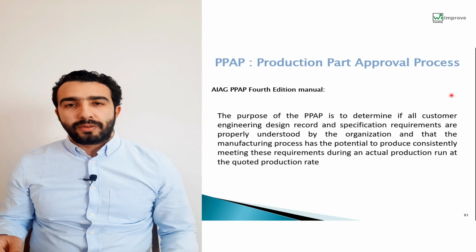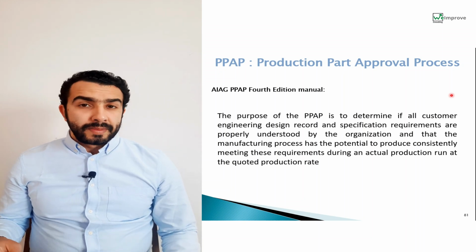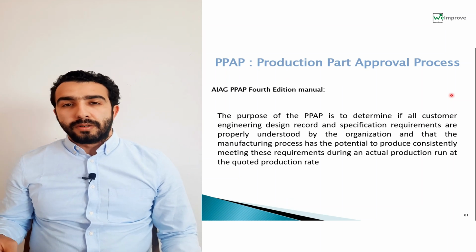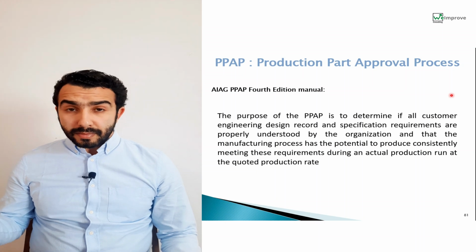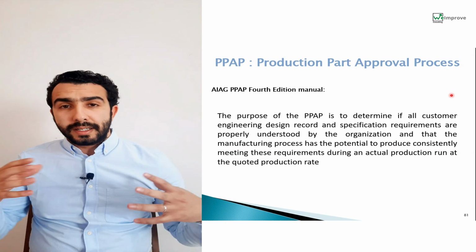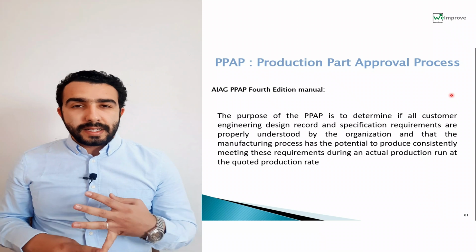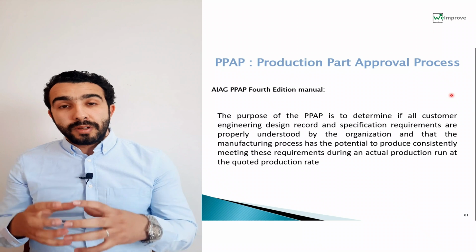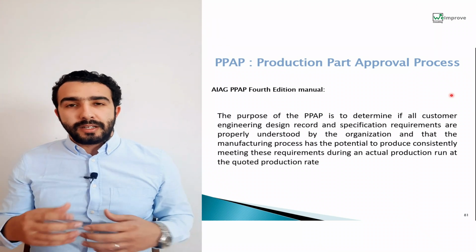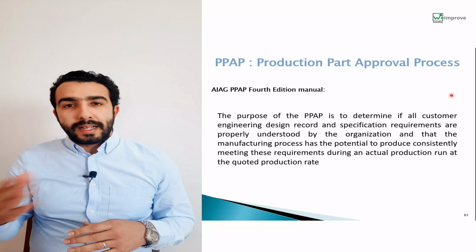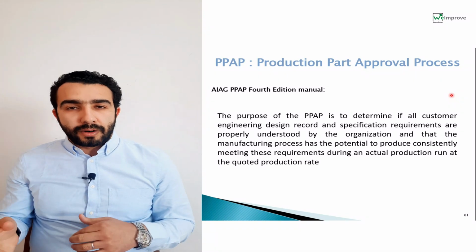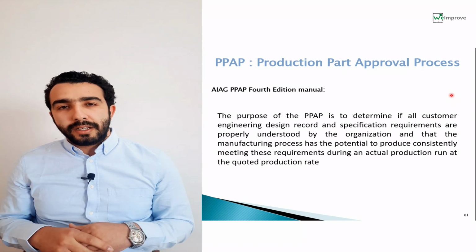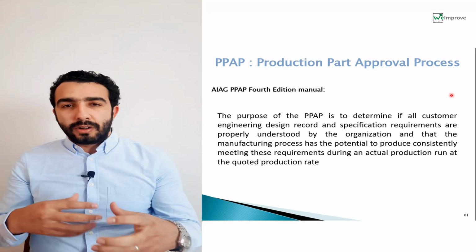which is the PPAP, the production part approval process. This is one of the most important core tools in the automotive industry, and it includes more or less all the other core tools, such as MSA, SPC, FMEA. We can find them inside the PPAP, and the PPAP is also a part of the IPQP. As we saw in the last video, in phase 4 of the IPQP, we have to deliver the whole package of the PPAP. So all the core tools are linked.